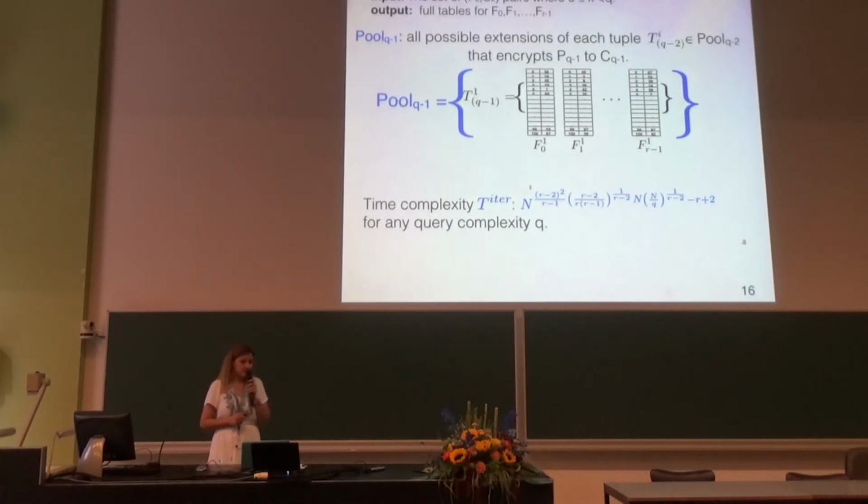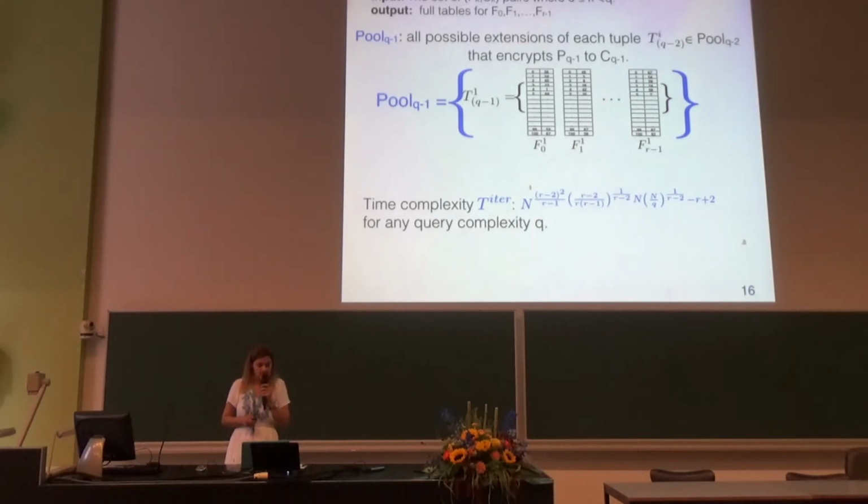This is a known plaintext version of our algorithm. We have a chosen plaintext version as well, but in here we don't need to really optimize it for Q because Q appears only here, and this works for any query complexity Q.